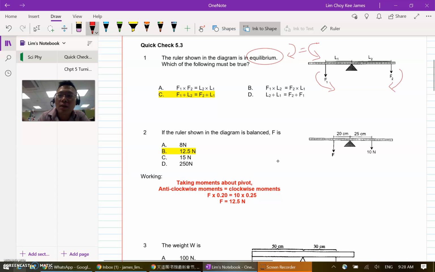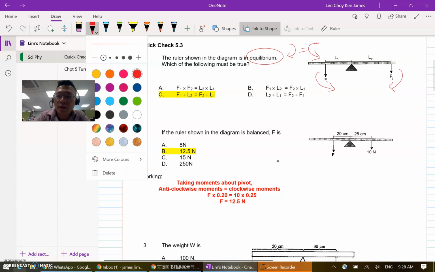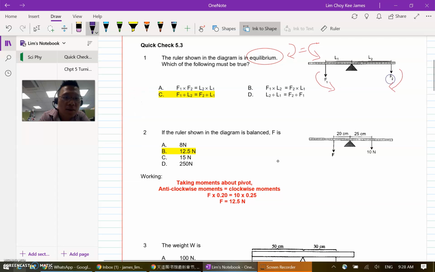So what are the forces and perpendicular distances we are talking about? For F2, this is the force we are looking at. The perpendicular distance is measured from the line of action of the force to the pivot, the shortest line between them. So L2 will be the perpendicular distance. So for the clockwise moment, this will be F2 multiplied by L2.